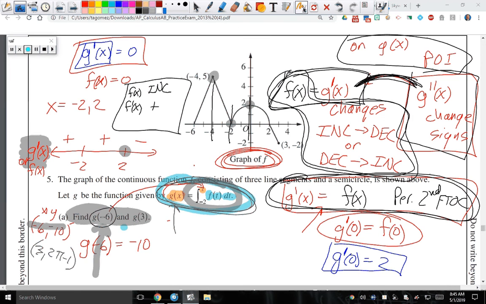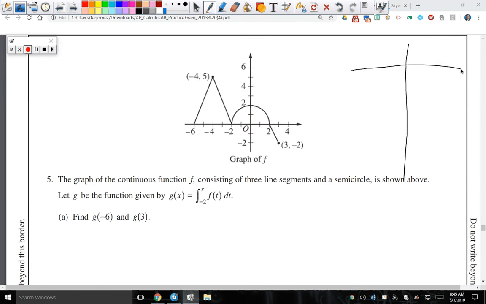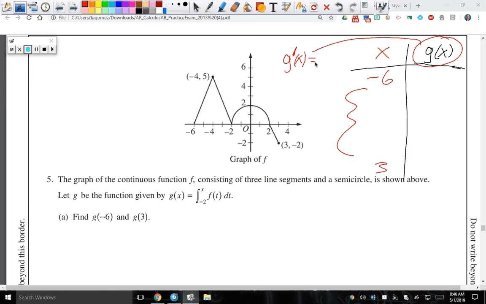If it asks for the max as far as absolute or global, it would say the max on G, wouldn't it? It would say not on F, but the max on G. So let me change this real quick. There we go. We have to find our candidates. And from this graph, guys, what are two candidates that you can see already? -6 and 3. Why are these two candidates? Because they're endpoints.